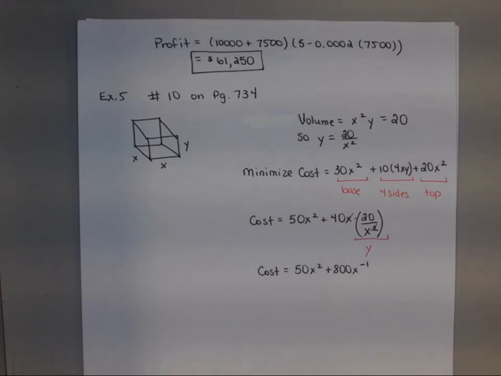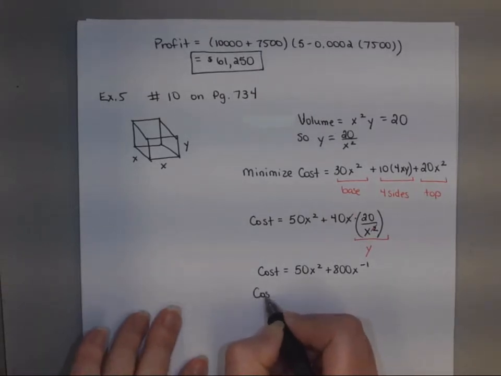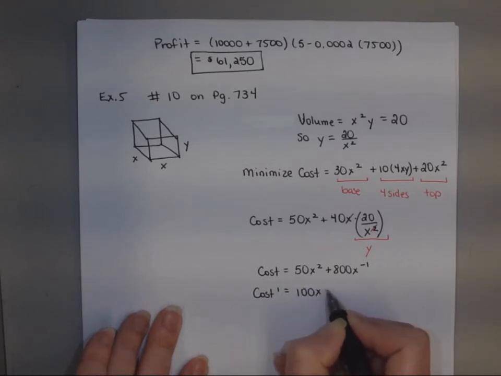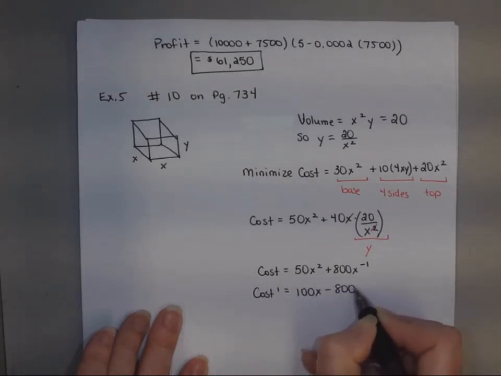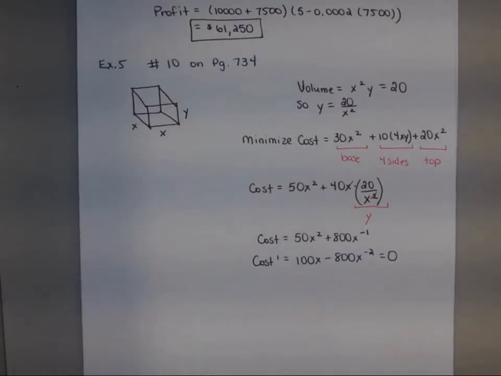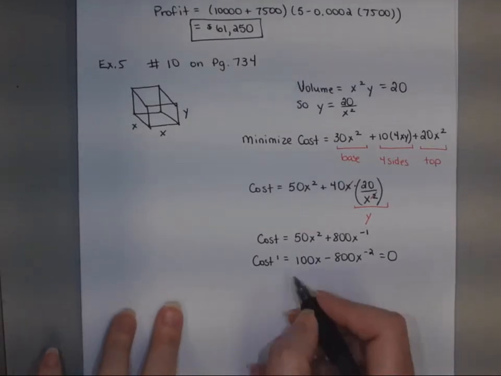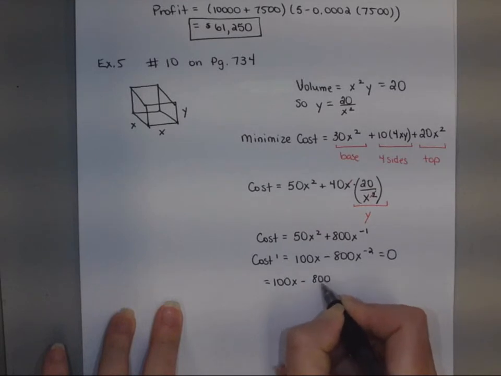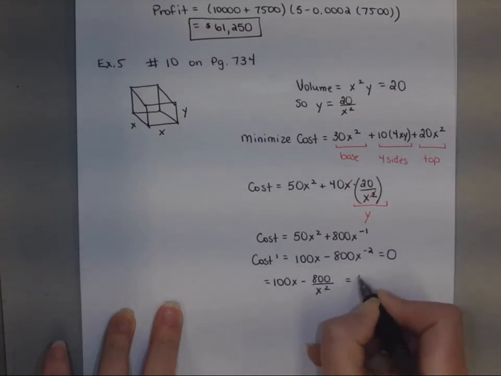Okay, because I don't really want the cost equation. I actually want its what? Its derivative. So I'm going to get 100x minus 800x to the negative 2, and I want to set that equal to 0. So here's where your algebra skills come in. Okay, so we've got 100x minus 800 over x squared equals 0.